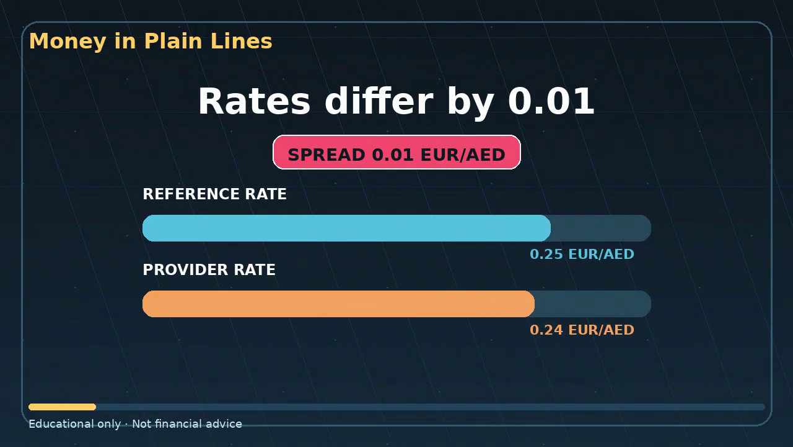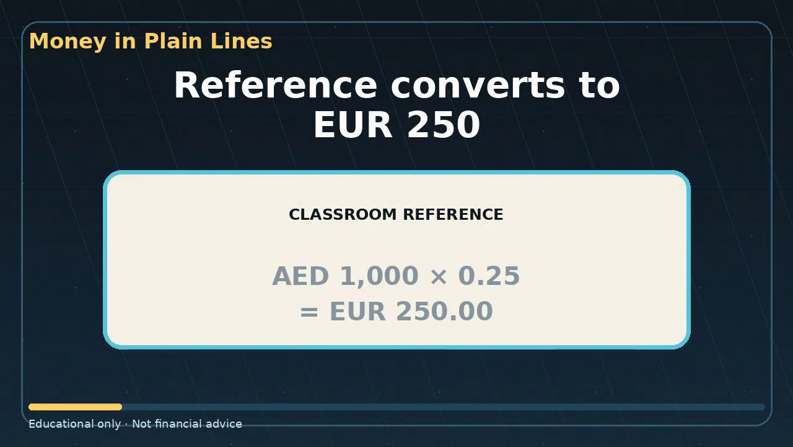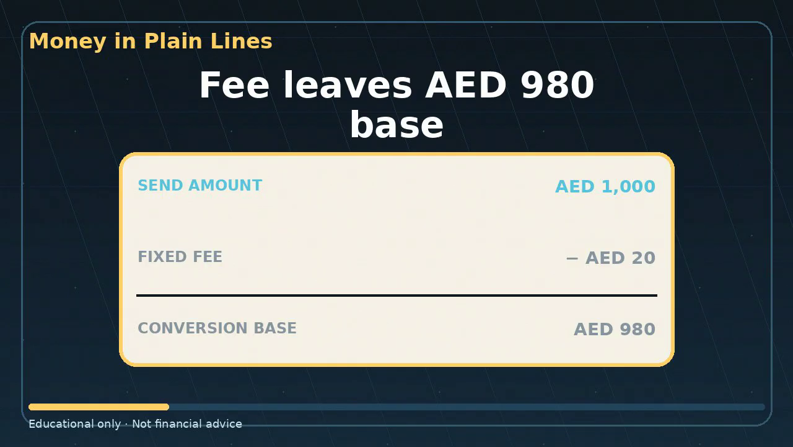Imagine Omar studying a classroom transfer illustration. He starts with AED 1000 and wants to understand an AED to euro quote. Every number in this lesson is invented for arithmetic practice; it is not a live market rate or a real provider offer. The classroom reference rate is 0.25 euro for each dirham. The fictional provider rate is 0.24 euro for each dirham. The provider also deducts a fixed AED 20 fee from the AED 1000 before converting the remainder.